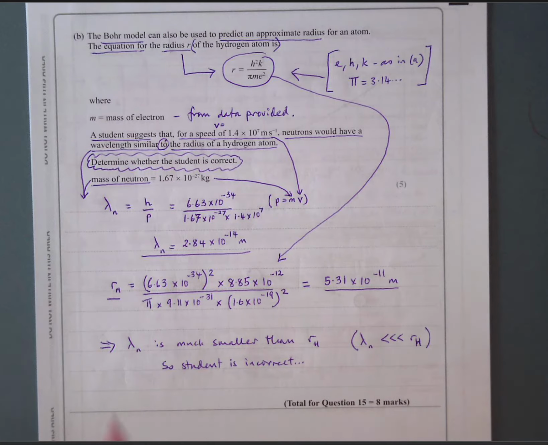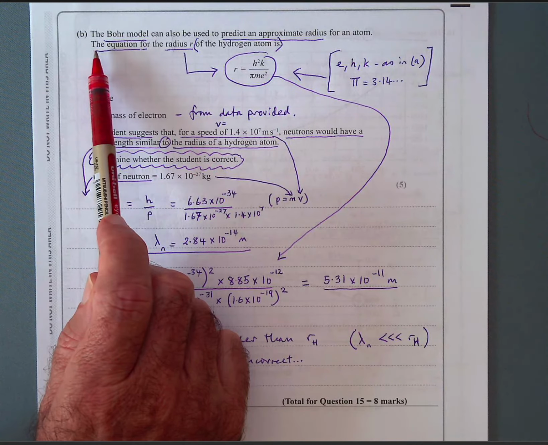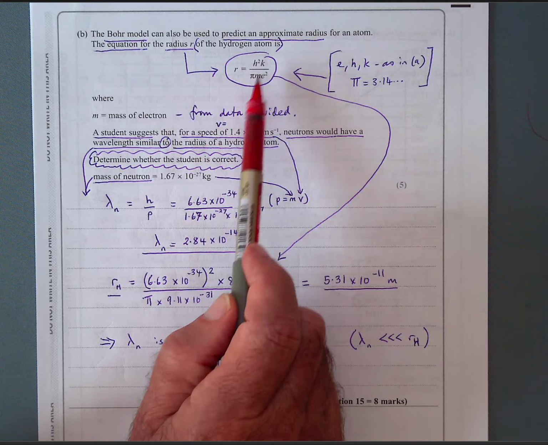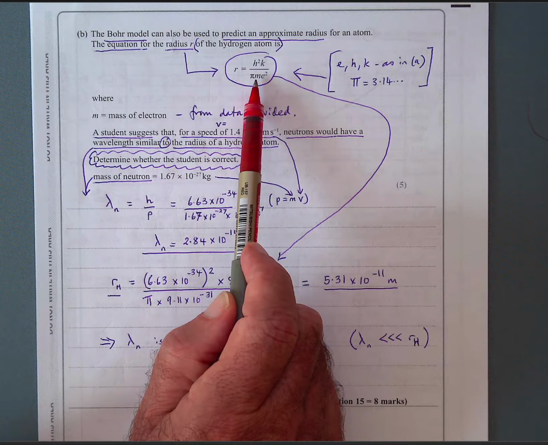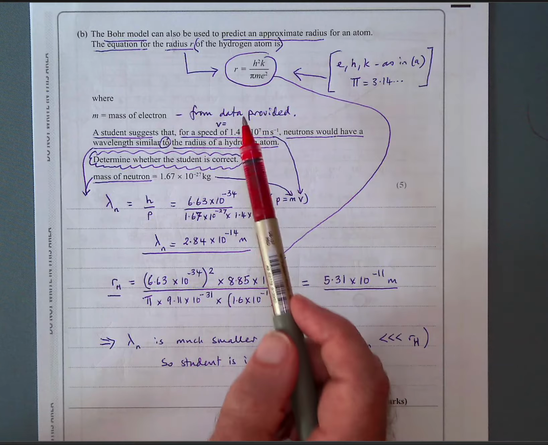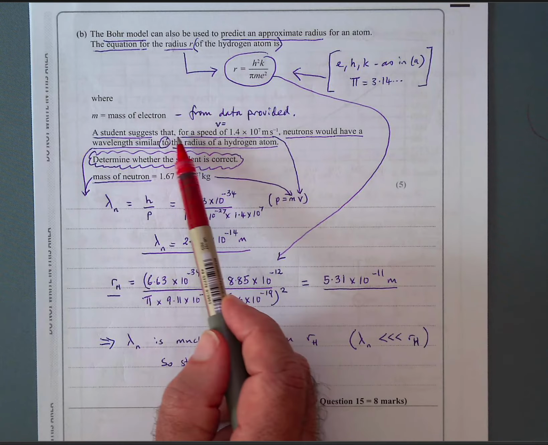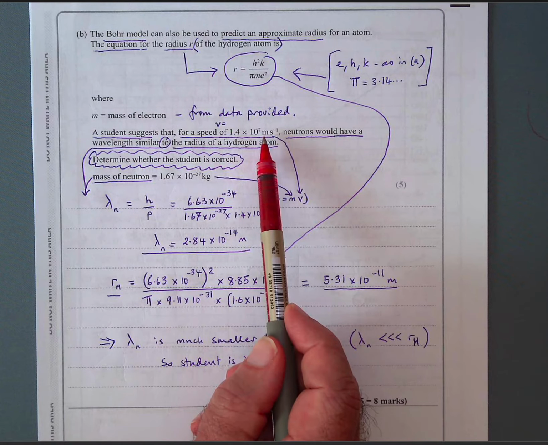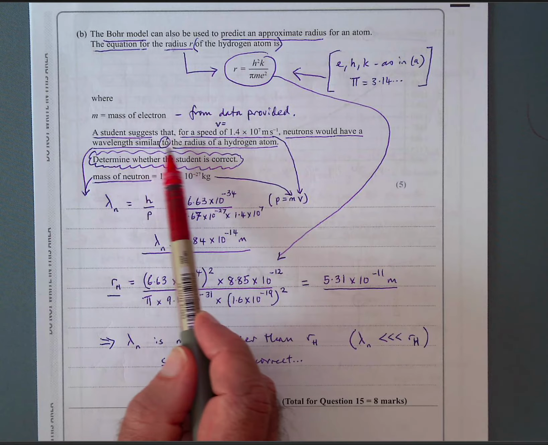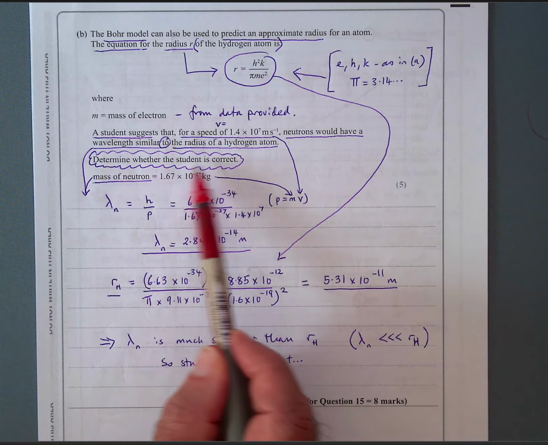Part B, the Bohr model, it says, can be used to predict an approximate radius for an atom. They're giving you another equation. So again, it's number crunching. The equation for the radius of the hydrogen atom is R equals h squared k over pi divided by m divided by e squared. Again, these are all numbers. Okay, these are all as in part A, and pi is obviously 3.141, etc. So all this data is provided to you. A student suggests that for a speed of 1.4 times 10 to the 7 meters per second, neutrons would have a wavelength similar to the radius of a hydrogen atom. So the student's suggesting something else. So what have you got to do? You've got to determine whether the student's correct.